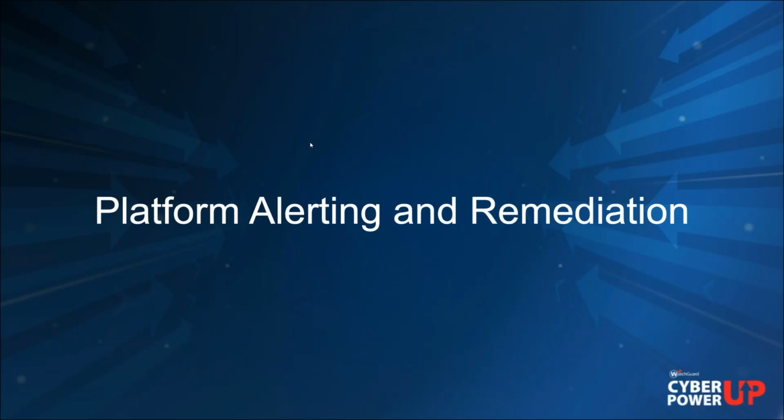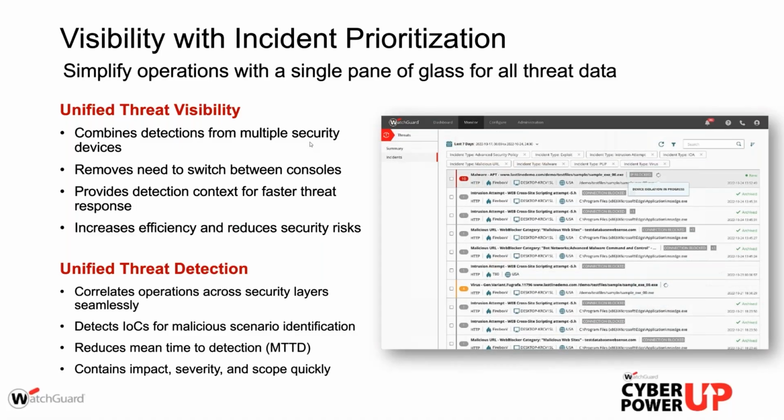So with ThreatSync Core, you have the alerting and remediation capabilities. And with the visibility that we're able to provide, we're going to have a very simplified pane of glass for all threat data coming from the firewall, APs, endpoints, and so on. So this gives you unified threat visibility. We're going to combine those detections from all those security devices. You do not need to switch between consoles. It's all within the monitoring section as well as the configuration section of ThreatSync Core.